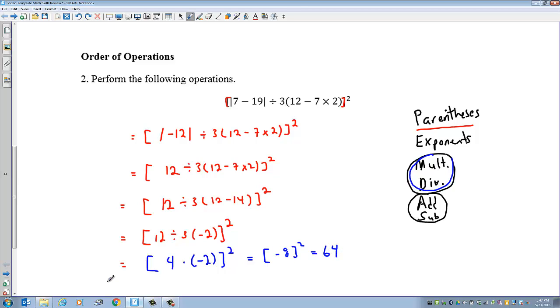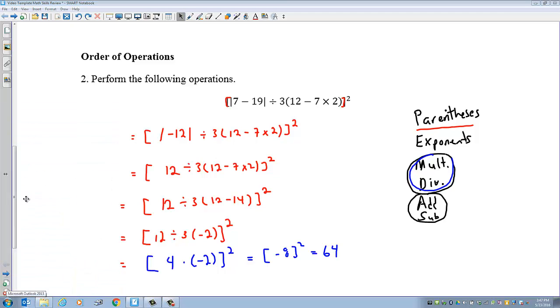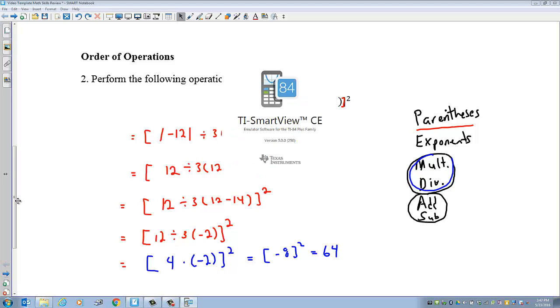Right. And what's really nice about this problem is if you're ever in doubt of your order of operations, you can always check it on a calculator. So if you make a silly mistake, maybe you can go back and find it and figure out how to correct it.